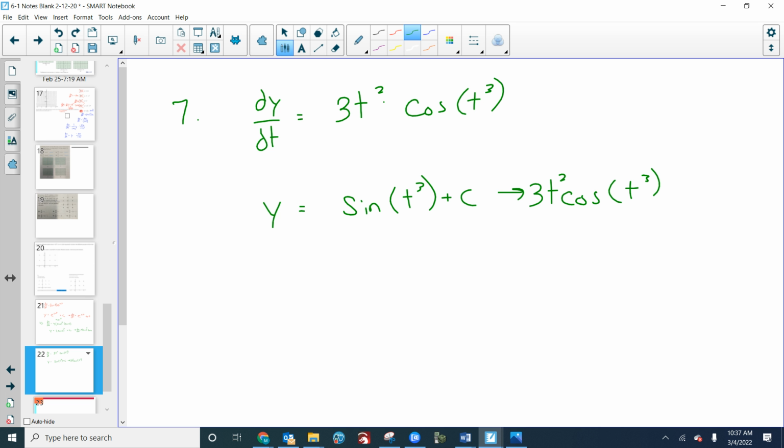Yeah. And what if this was a 6t squared? Then we would need to put a 2 in front of this sine of t cubed, right? We can adjust for that constant. Are you starting to see the pattern here? Getting better? Any others?